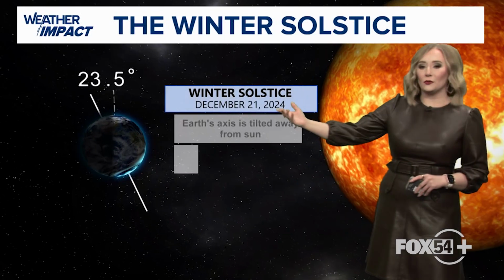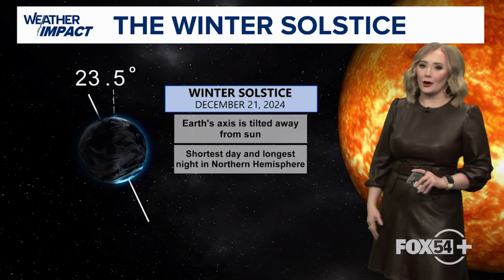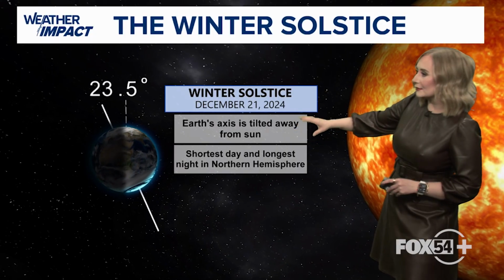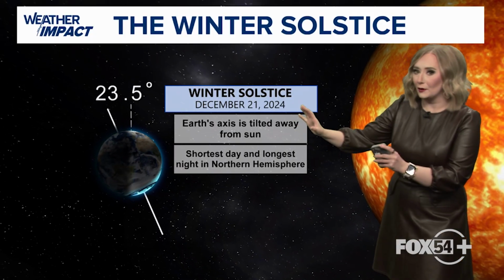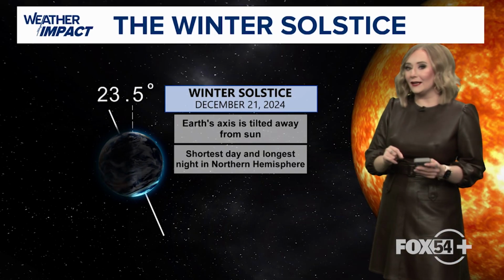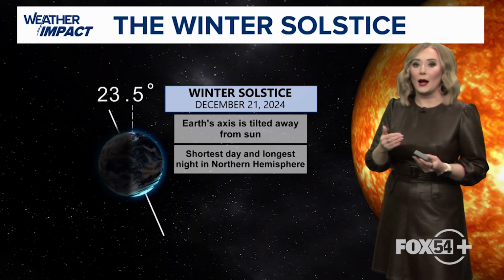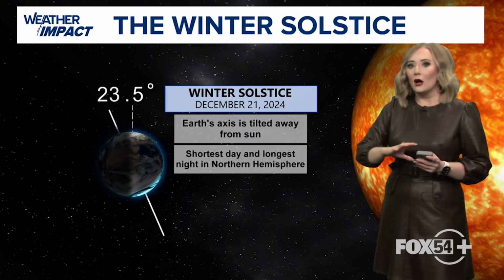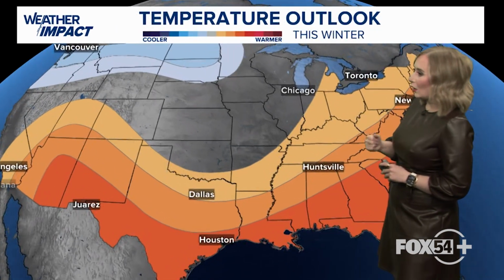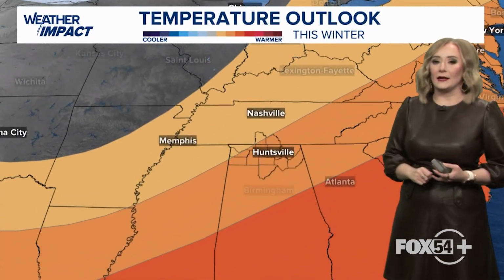So let's go ahead and zoom things in just a little bit, talk a little bit more about the winter solstice specifically. This is when Earth's axis is going to be tilted away from the sun. This is going to be the shortest day and the longest night, so we'll have a shorter amount of daylight, a longer amount of darkness in the northern hemisphere on the first day of winter.